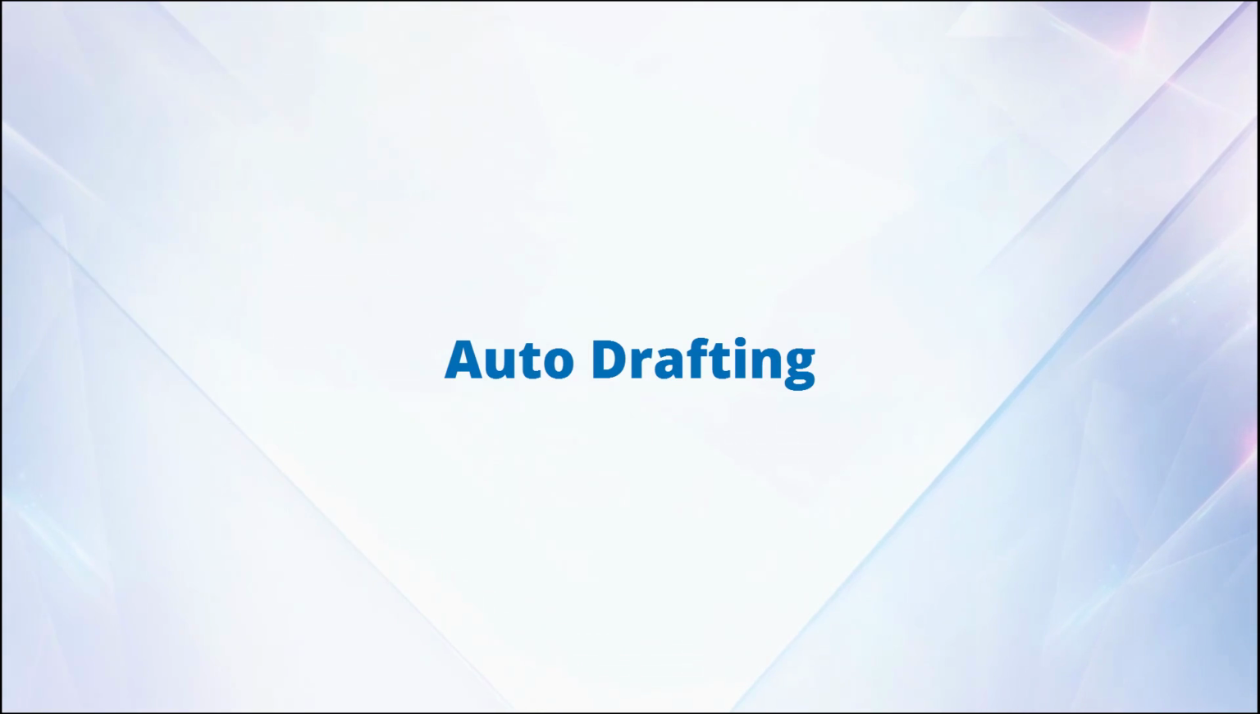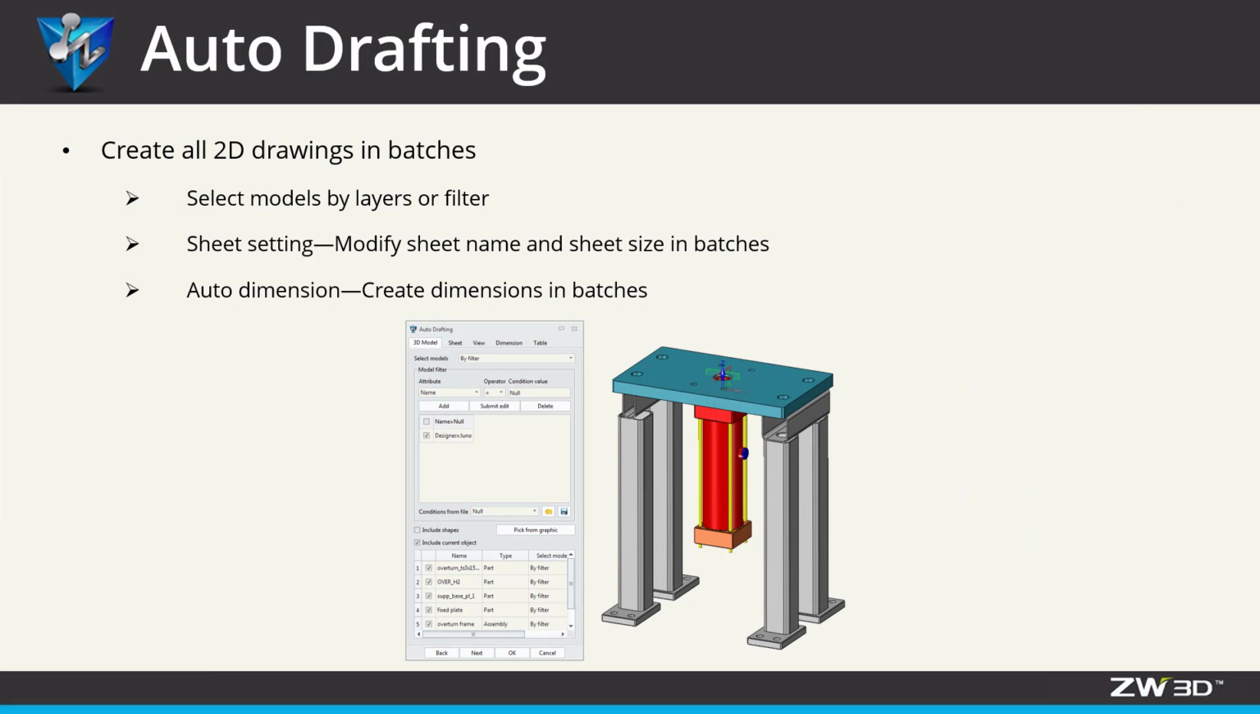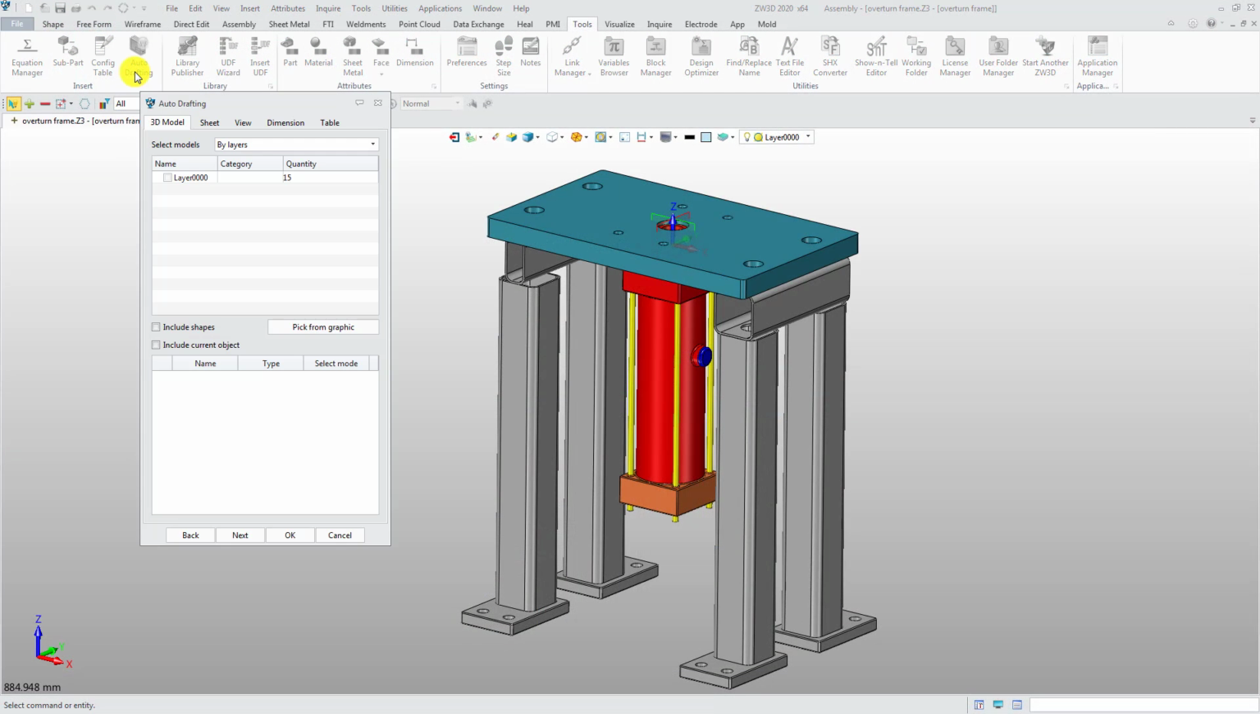Auto drafting. Auto drafting can help designers create all 2D drawings of the model at one time. Click the Auto Drafting button in Tools tab.